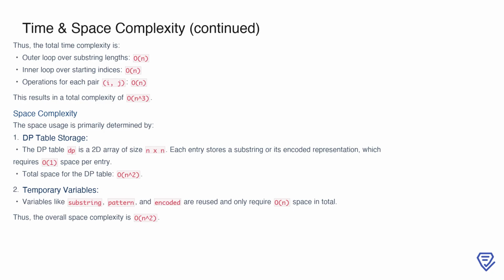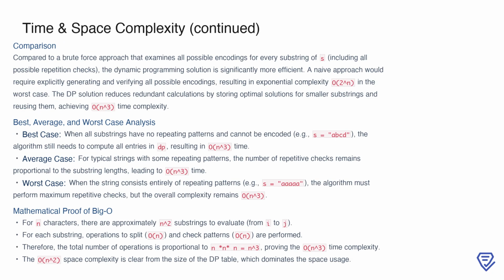Finally, for each substring defined by its start and end indices, we consider all possible partition points between the start and end. This involves an additional loop that runs proportional to the length of the substring, contributing n operations in the worst case. Together, these loops result in n squared times n, or n cubed operations overall. In addition to the loops, we also need to account for the operations performed within them. For each substring, the algorithm checks for repeated patterns by examining potential repetitions up to the length of the substring.